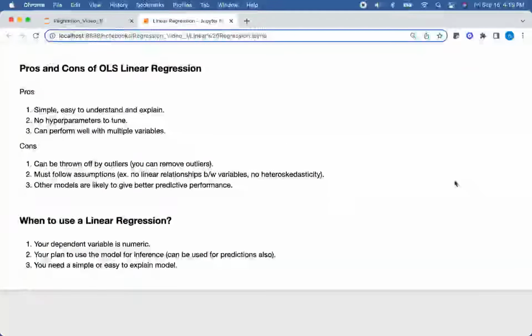So when would you use a linear regression? If your dependent variable is numeric, so this will be a regression problem, not a classification problem. If you plan to use this model for inference, even though it can be used for predictions, this model is often used for inference. For example, if you just want to see the effect that an independent variable has on a dependent variable, and you may or may not be worried about predictive power. Or if you need a model that's simple and easy to explain or quick to implement, then you might want to go with the regression.